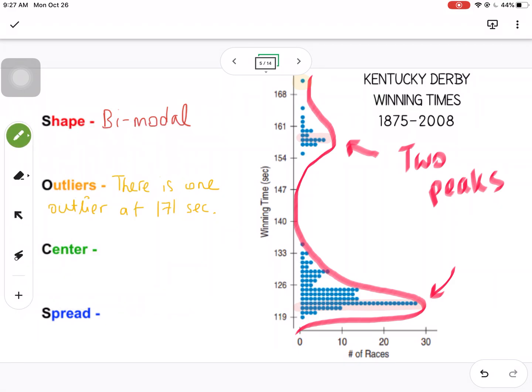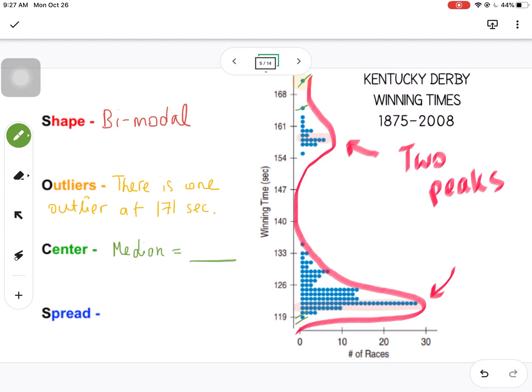For center, what are the measures of center? So for my median, if I had more time in this video, I could actually go through and cross off smallest, biggest, smallest, biggest. I could actually find the exact number for the median just by crossing off the smallest and the biggest numbers.